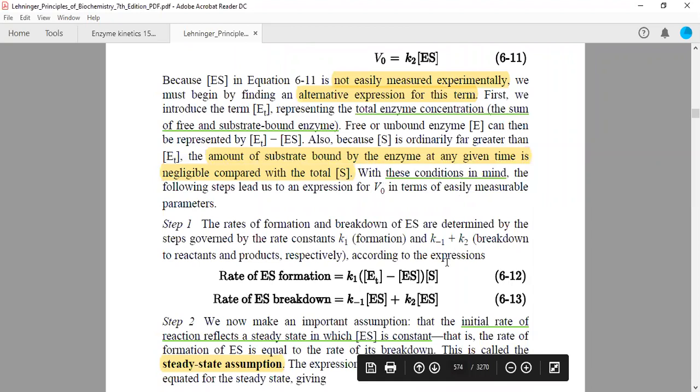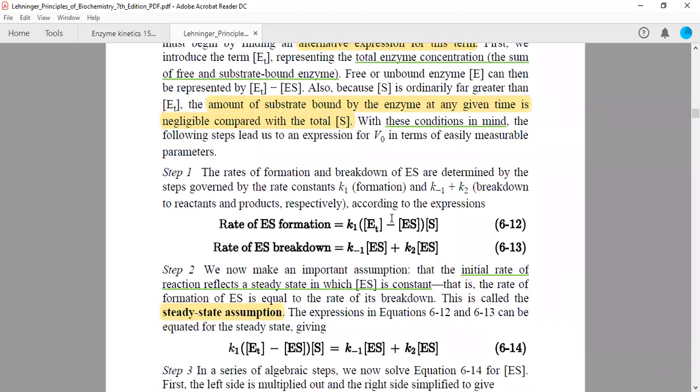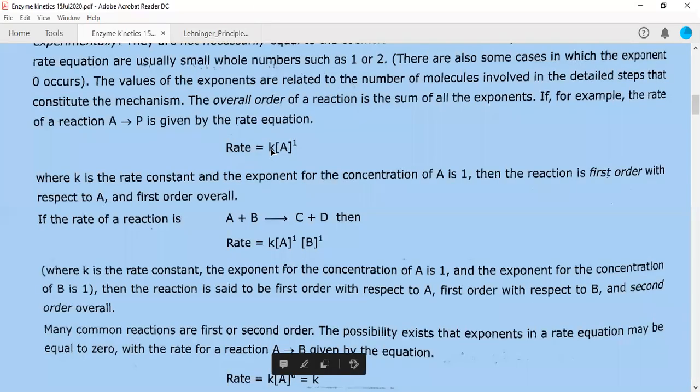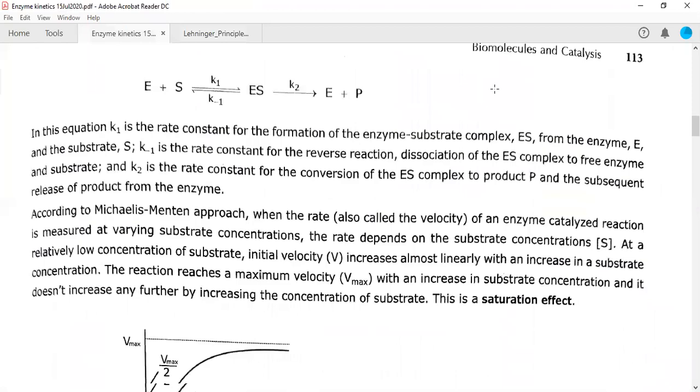In the first equation, to divide this, you need to keep this equation in mind. Meanwhile, we are having an equation. This is the equation. This enzyme and substrate have a reversible reaction. K1 is the rate constant, K minus 1 is the backward rate constant, and K2 is converting this ES into enzyme and product. Now this enzyme substrate complex is in between.